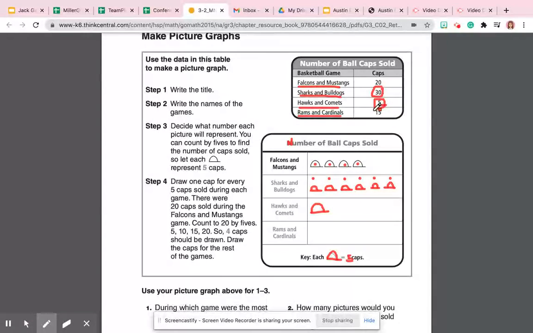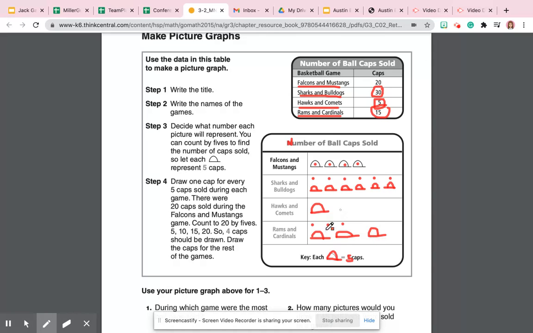Now the last one, the Rams and the Cardinals. I notice up here we need to get to the magic number 15. So let's count by fives and see how we can get to 15. Ready? Just like we did up here. Don't do anything yet. Count with me. 5, 10, 15, 20. Oh, Miss Miller, why did you go one extra? We know that we only need 15, so I only need to draw 3. Let's count again to check our work. 5, 10, 15. All right, so that tells me I just need to draw my 3 little crazy looking caps here.